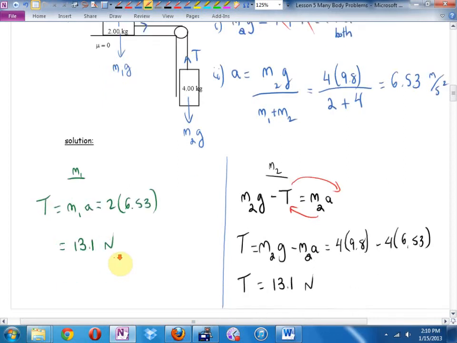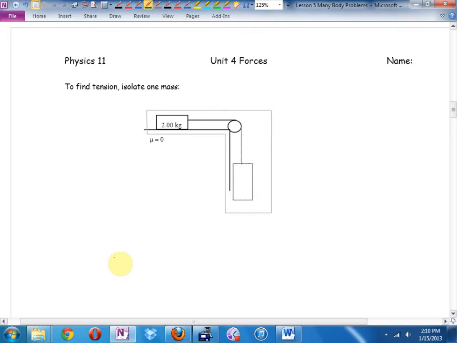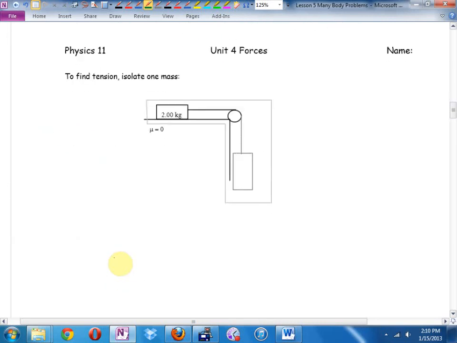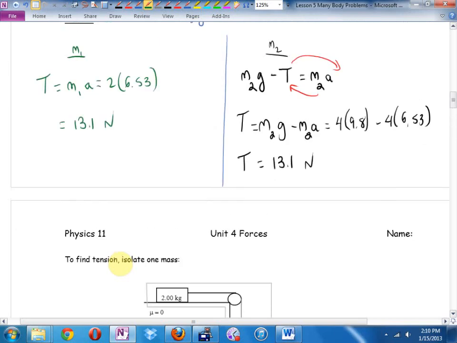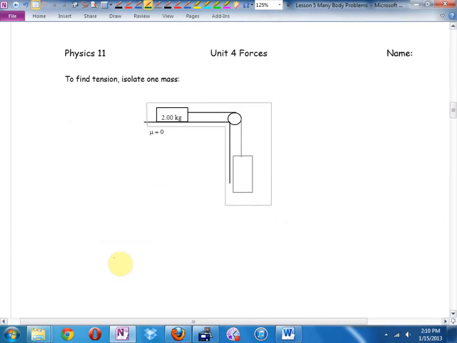Turn page. Oh, I did this last time too. Apparently here, to find tension, isolate one mass. I'd actually left room on this page to do what we did right here. But I kind of like this mass 1, mass 2 contrasting little one there. So to find tension, isolate one mass.